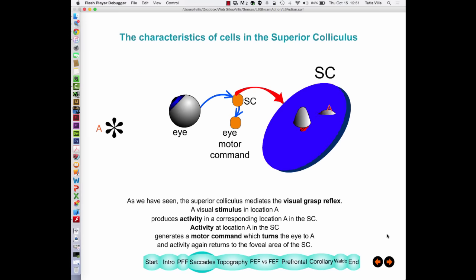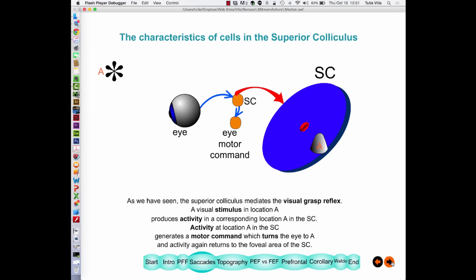Now, one of the things about this is that when an object appears in your periphery, you then make a saccade to it. That then moves that activity to the fovea. So you see something in the periphery, you make the saccade to it. That means you point your fovea at it. That means now the activity will be appearing in the foveal region of your superior colliculus.